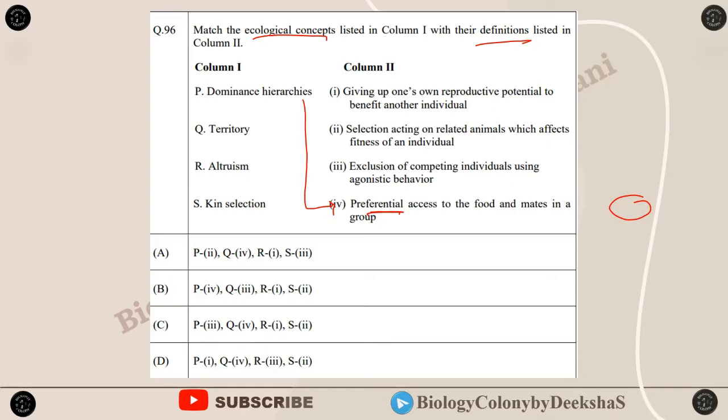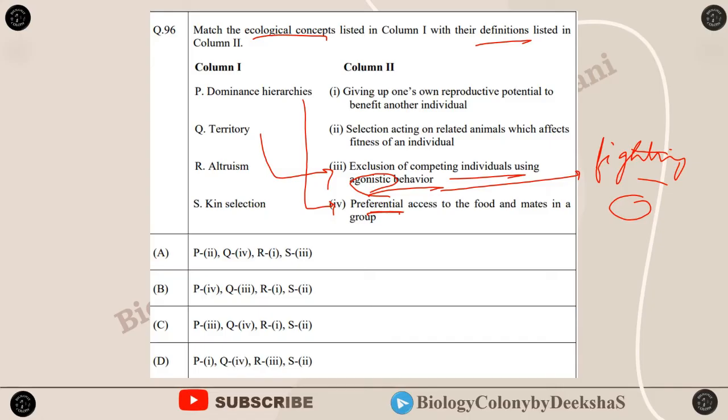Then what is there in territory? Exclusion of competing individuals using agonistic behavior. First of all, what is agonistic behavior? It is by fighting. So individuals fight, they compete for a territory. Okay. Then what happens? Exclusion happens, meaning the one who is competing gets pushed out.